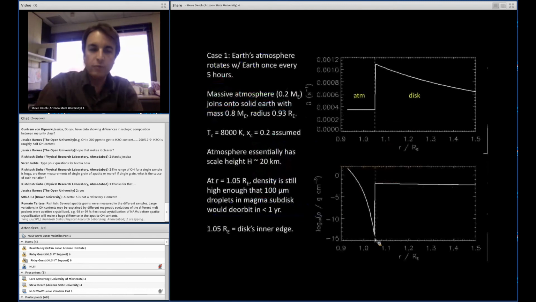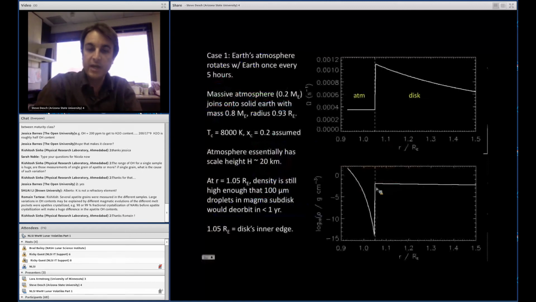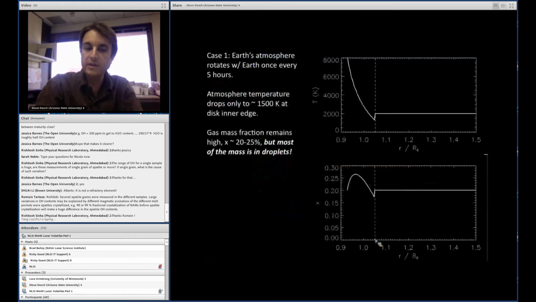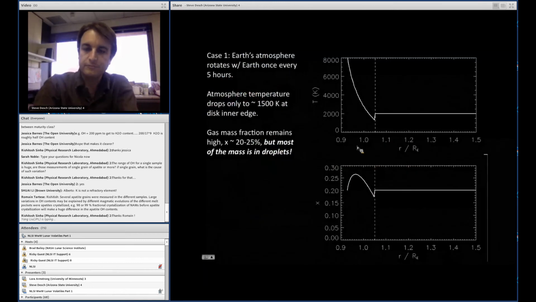But one of the interesting things is even at 1.05 Earth radii from the center of the Earth, the density of the Earth's atmosphere is still so dense that if in this subdisk here, in this magma subdisk, you had 100 micron droplets of magma, they would still see such a drag force from this density that they would deorbit in the air. So this is about where you have to put the inner edge of that disk.